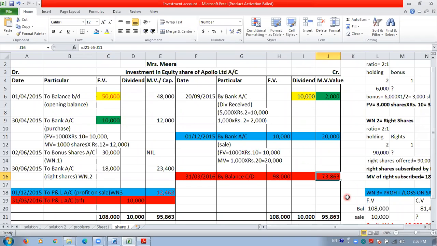So this is a very simple problem. Only the dividend is income, and it may appear one or two times, but most of the time it is one time only. So this is very simple and easy to calculate and easy to enter. As compared to mutual fund, the calculations are also very few in this case of problem. Okay.